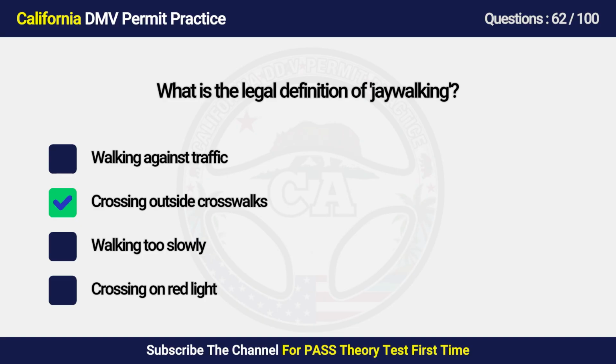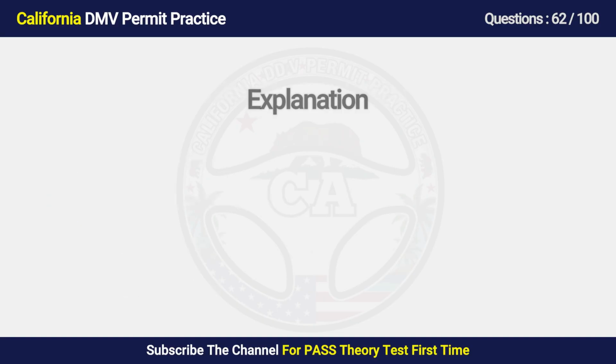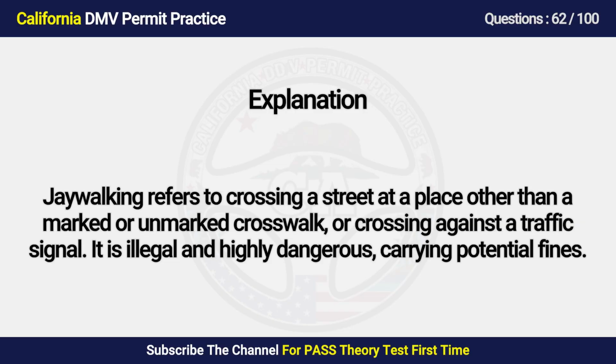Answer is B. Crossing outside crosswalks. Jaywalking refers to crossing a street at a place other than a marked or unmarked crosswalk, or crossing against a traffic signal. It is illegal and highly dangerous, carrying potential fines.